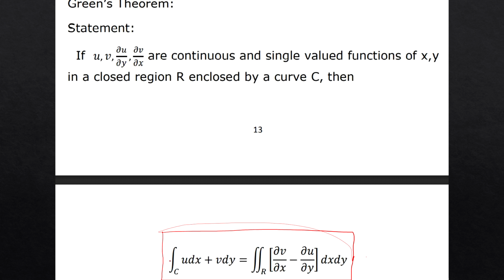Okay, so now the equation is as follows. Integral over the closed loop on the curve u dx plus v dy is equal to double integral over the region dou v by dou x. Here u is associated with dx, here v is differentiated with dou x. A slight change here. You can remember it as reciprocals, like that, reverse. So dou v by dou x minus dou u by dou y into dx dy.